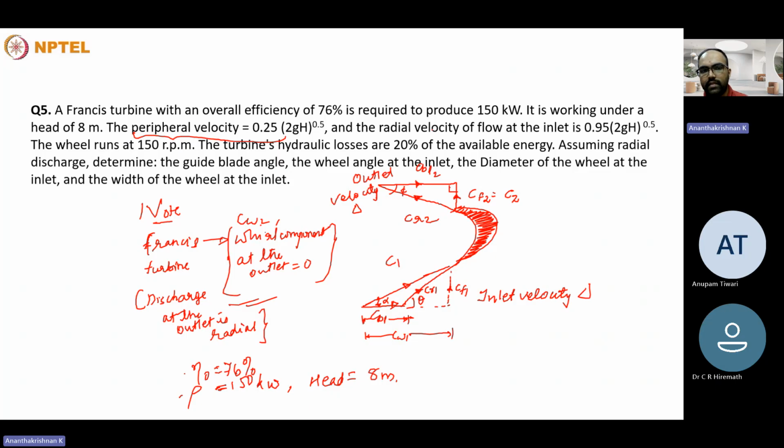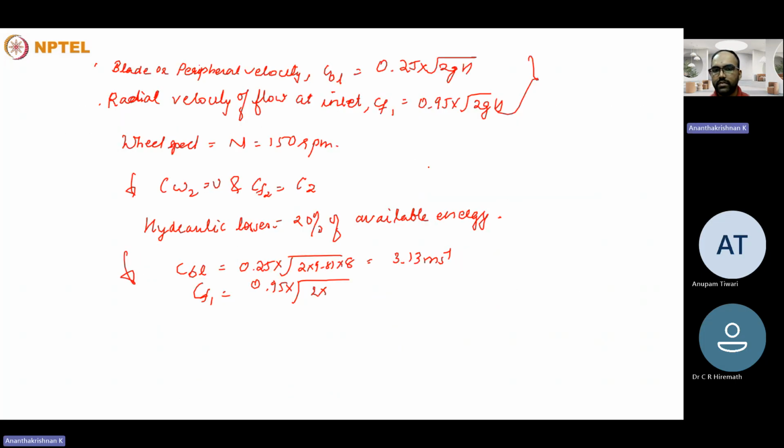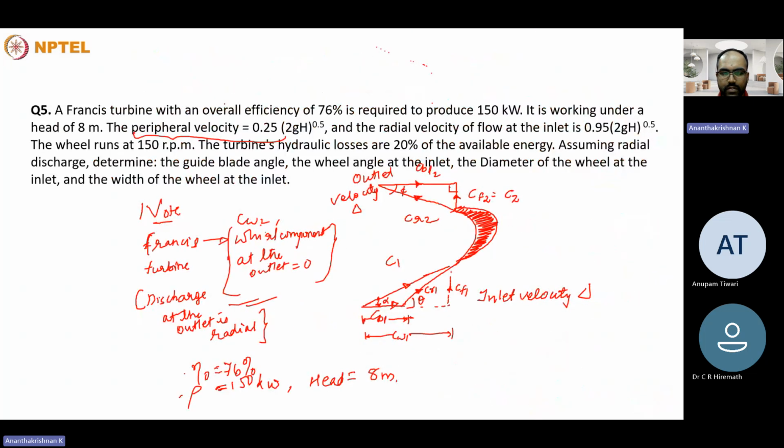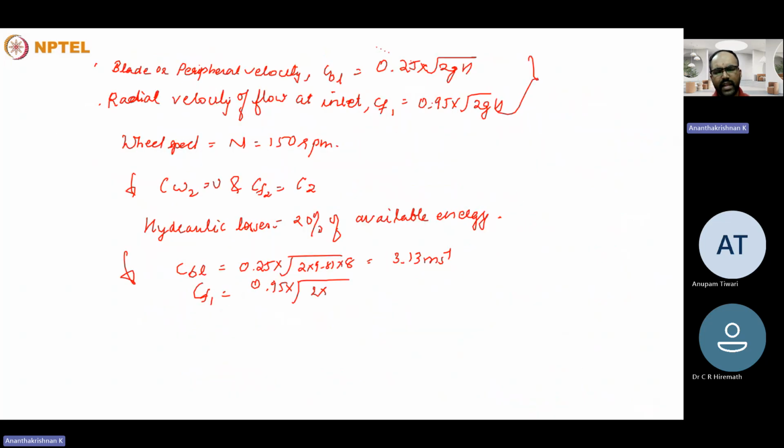This hydraulic loss in the case of the Francis turbine is within the turbine. It has got nothing to do with what happens before it enters the turbine. So this is quite straightforward. The head available at the inlet is 8 meters, so we need not do anything on that part. We can calculate the blade velocity and the flow velocity component straight away. That will be equal to 11.9 meter per second. So these two we got.